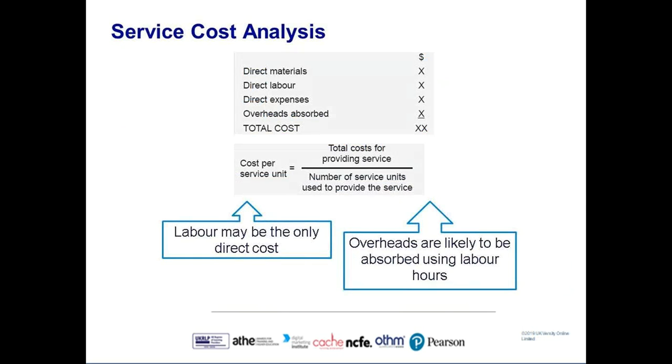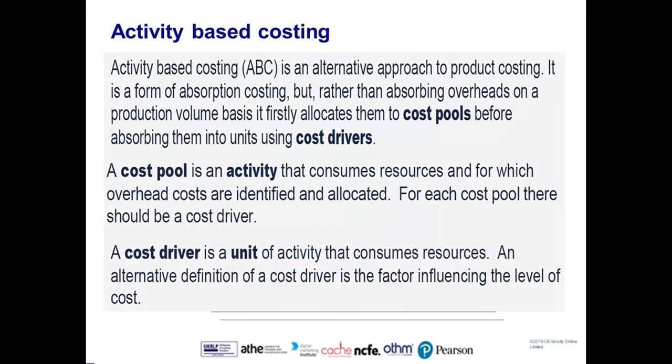Service analysis. When we calculate the cost, we say direct material, direct labor, direct expense, plus overhead absorbed, so we get the total cost. The cost per service unit is the total cost of providing services divided by the number of service units used to provide the services. So we calculate how many guests we serve and how much the cost is. That's all that is meant by it.